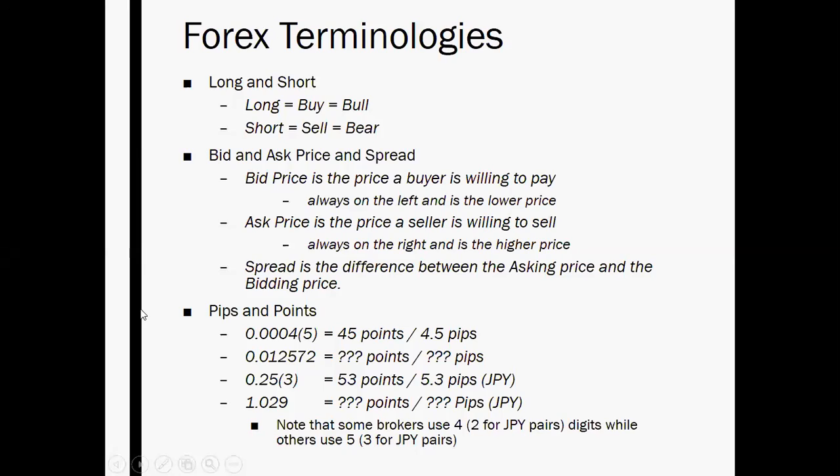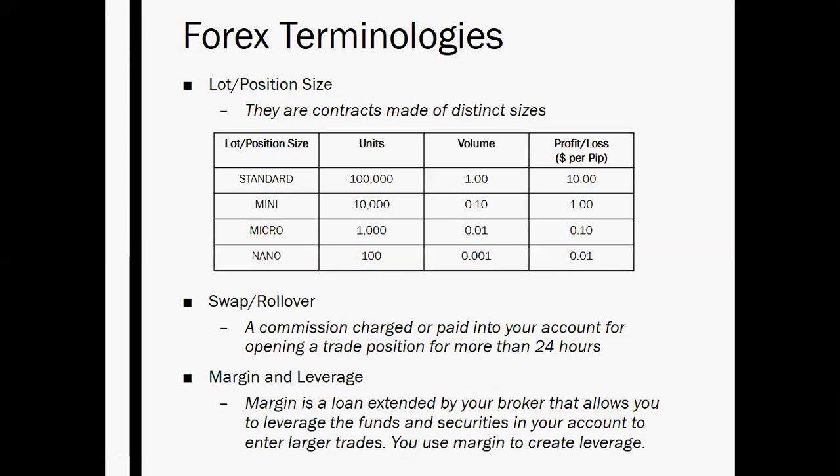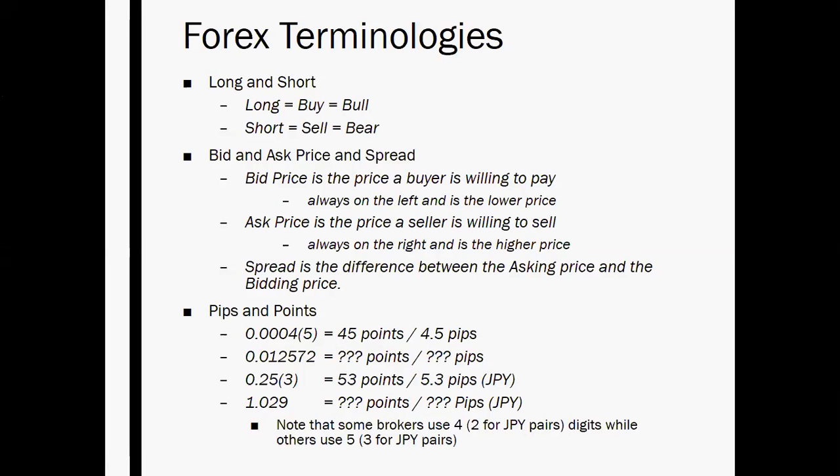All right, so now pips and points. Pips is simply how far a currency moves. And points is just pips times 10. If you have 45 pips, that'll be 450 points. Now let me explain pips and points using a live chart.